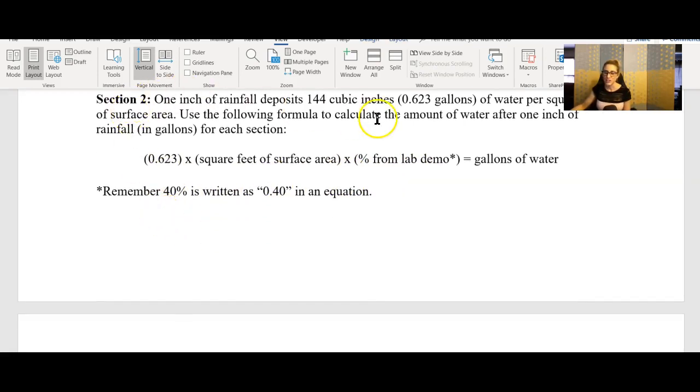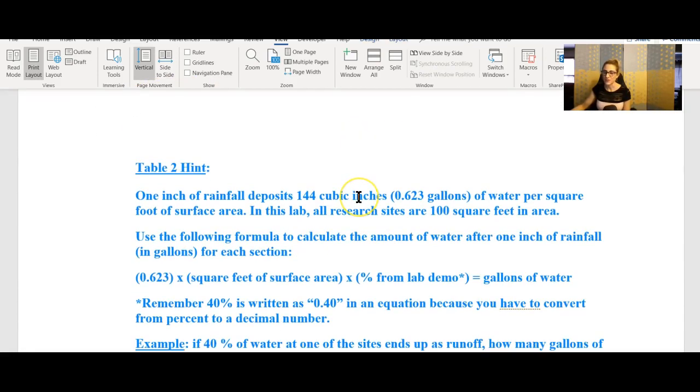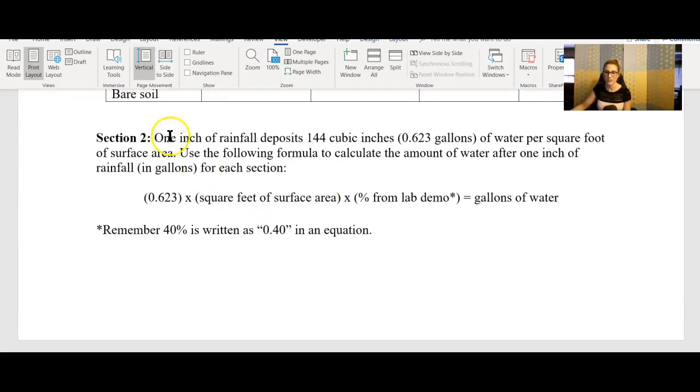Then for section 2 in the chart, you have to do another calculation here. For section 2 in the chart, we have a given, and then we're going to have something from the lab, and we have to do a little conversion. In all of this, this is the given. 1 inch of rainfall deposits essentially 144 cubic inches, which is 0.623 gallons of water. That's a given, it's a set standard, so that's what we are using. So you can see in the formula that's already given for us.